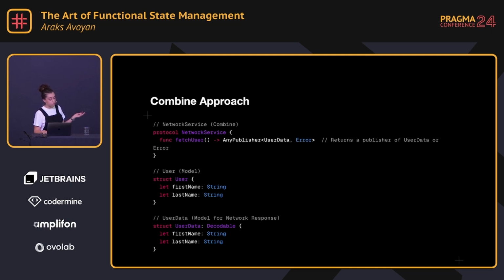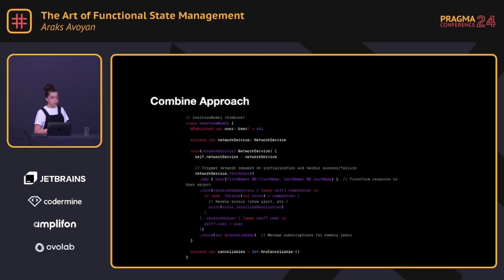Here, the user view model uses the Published property wrapper to create a publisher for the user data. We inject the network service that returns a publisher of user data or an error. And upon initialization, we subscribe to the network service publisher, and the subscription closure handles the following. Firstly, it handles data transformation. The closure uses the map operator to transform incoming user data, which is a response from the network, to a user object. This might involve extracting the relevant data, like let's say first name and last name, from the network response.